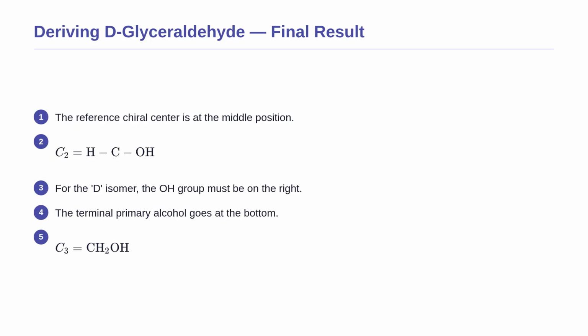Finally, the terminal primary alcohol group completes our 3-carbon chain. Following the rules, this group is placed at the very bottom of the vertical axis. By stacking these 3 components vertically, we have successfully created the complete Fischer projection.